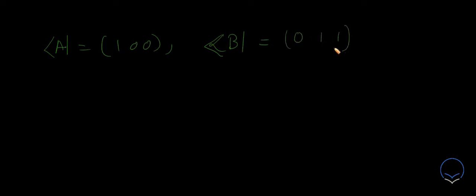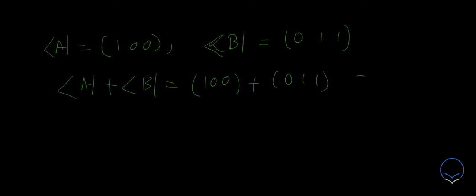Similarly for bra, let's say I have a bra A as 1, 0, 0 and another bra B, which looks like an L, and it has, let's say, 0, 1, 1. If you want to add them, you write it like this: 1, 0, 0, 0, 1, 1. This is just 1 plus 0, that is 1, 0 plus 1, that is 1, 0 plus 1, that is 1. And you can even call it a bra vector C.